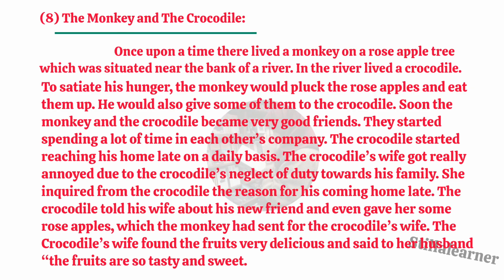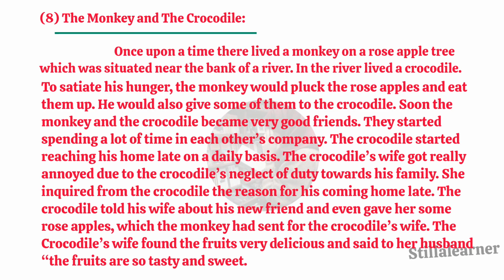Once upon a time, there lived a monkey on a rose apple tree which was situated near the bank of a river. In the river lived a crocodile. To satiate his hunger, the monkey would pluck the rose apples and eat them up. He would also give some of them to the crocodile. Soon the monkey and the crocodile became very good friends. They started spending a lot of time in each other's company. The crocodile started reaching his home late on a daily basis.